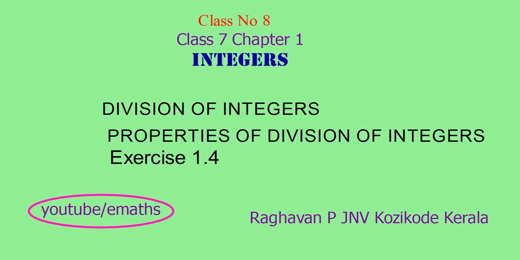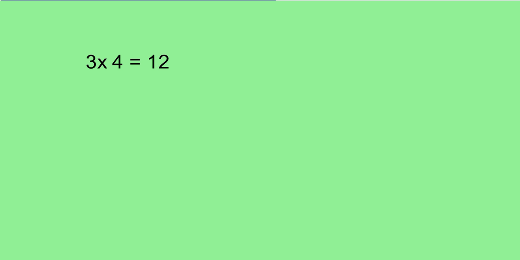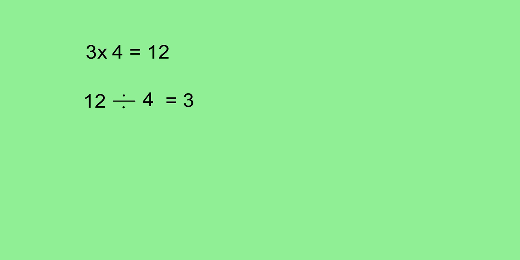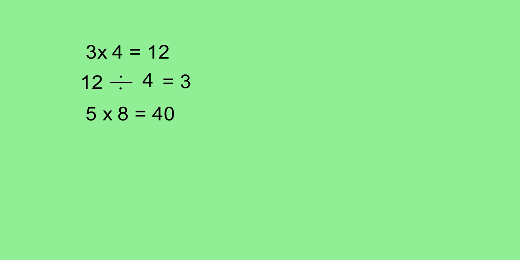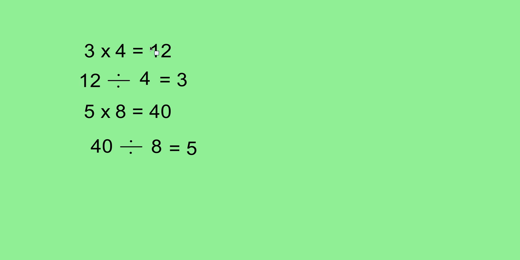Exercise 1.4. You know 3 into 4 is equal to 12. Then 12 divided by 4, you will get 3. You know 5 into 8 is equal to 40. Then what will be 40 divided by 8? That you can write as 5. Here 3 into 4 is equal to 12, so 12 divided by 4 you are getting 3. Here 5 into 8 is equal to 40, then 40 divided by 8 you are getting 5.